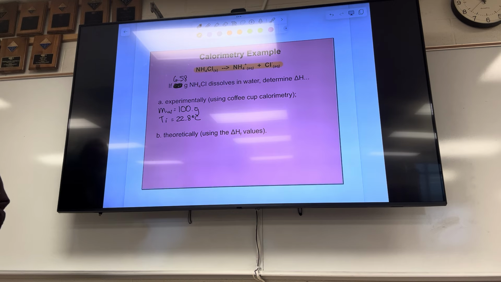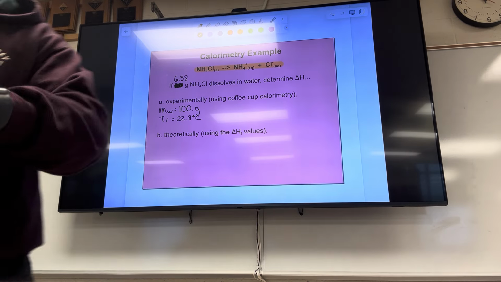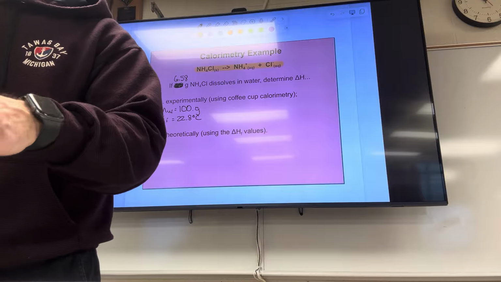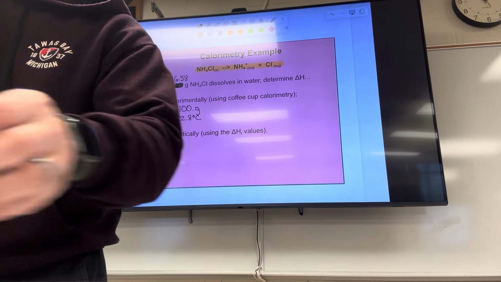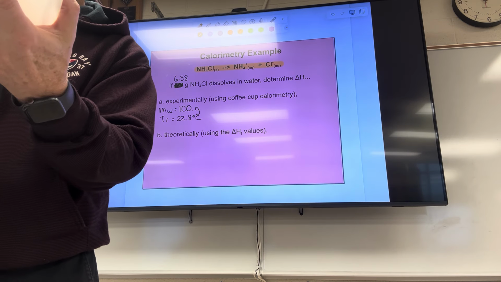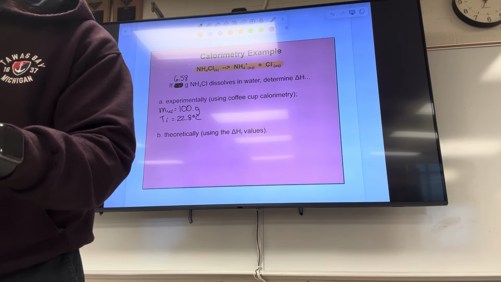Okay, and the final temperature we won't know until the end. And let's see, the mass, we have the mass of NH4Cl. So let's go ahead and do this. Putting this whole 6.58 grams of the solid into the water. I'll try to do this quickly and get the lid on right away.